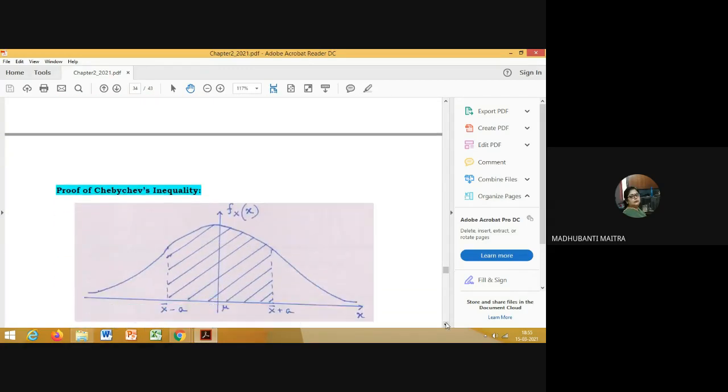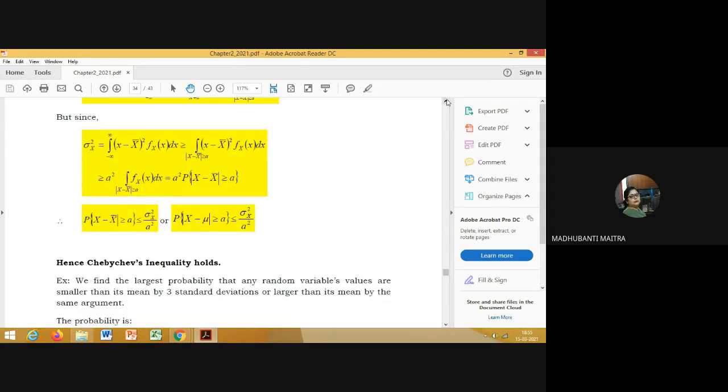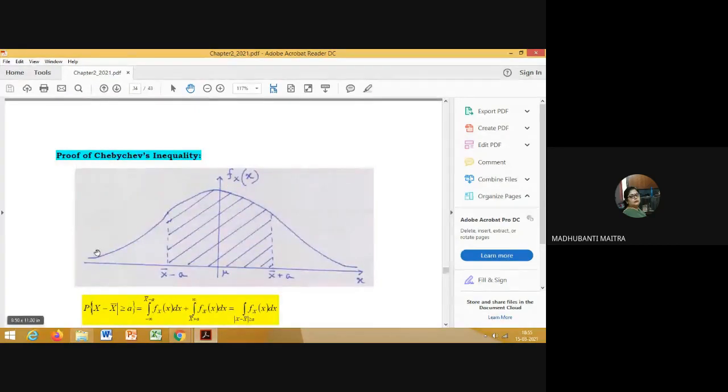So, proof of Chebyshev's inequality. Suppose this is not a zero mean; we assume that this is the mean value. So this is a bell-shaped Gaussian distribution, and this is the mean value, and we have identified the region where the random variable is actually deviating from the mean value. This mean value mu is nothing but equal to x bar.